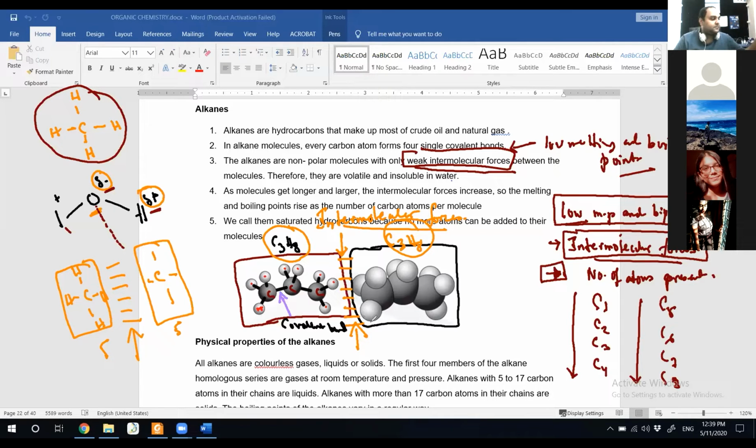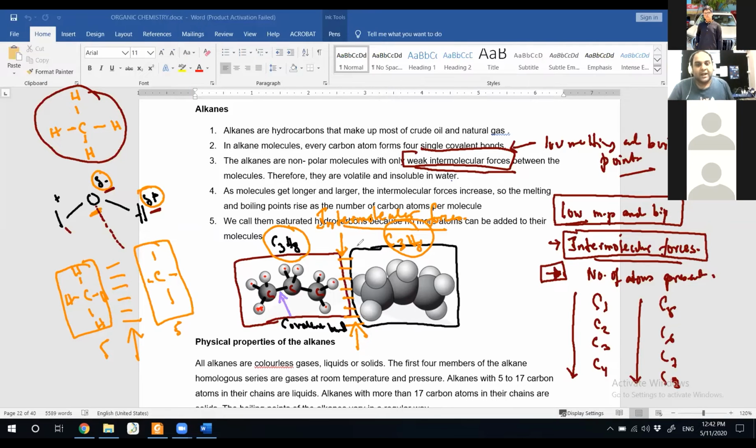How close the molecules are. So if we compare propane and octane, propane is 3 carbon, octane is 8 carbon. Who's going to have a more viscous fluid? Octane. Octane is going to have a more viscous fluid. So are you clear about intermolecular forces? Yes, sir.